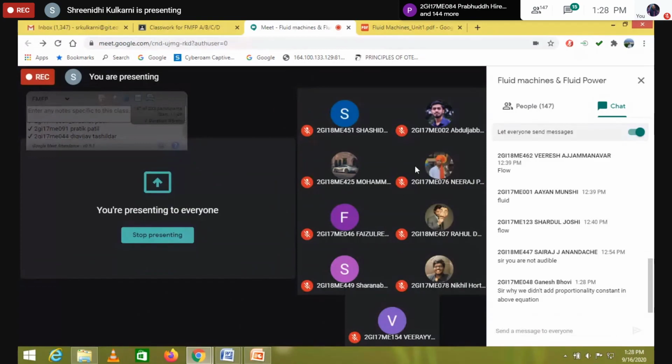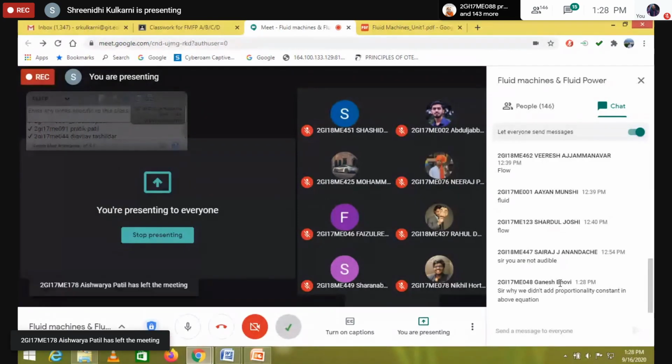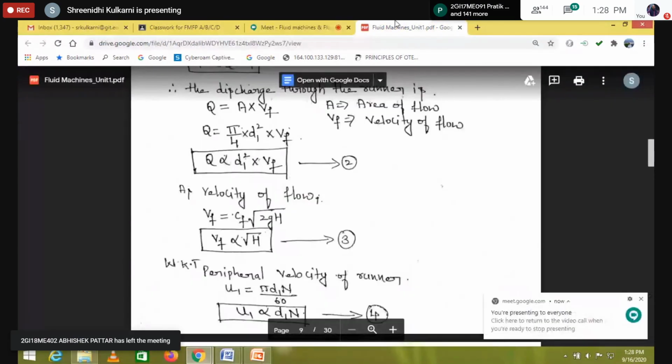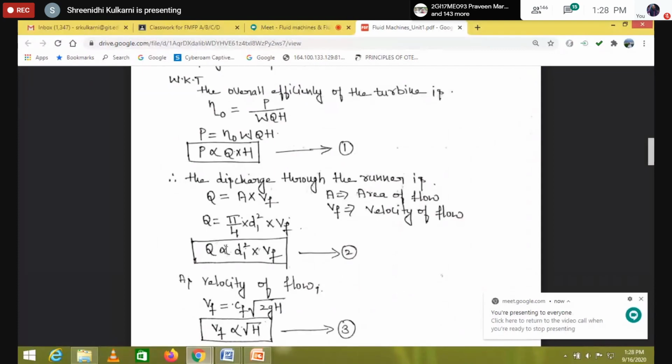Why did we not include the proportionality constant in a way? Okay, which equation? Ganesh? Sir, that D is equal to something is there. Where? In which equation? Here, Q.